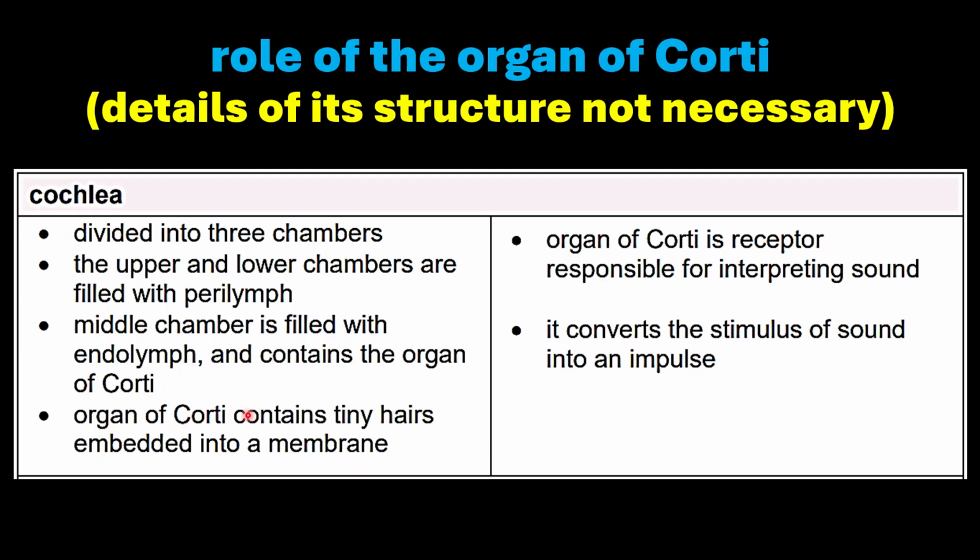The organ of Corti contains tiny hairs, and these tiny hairs are embedded into a membrane. And what does it do? The organ of Corti is a receptor. It is responsible for interpreting sound. And this is how it functions. It converts the stimulus of sound into an impulse, and the impulse is transmitted straight to the cerebrum for interpretation.